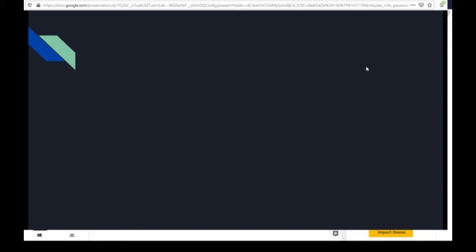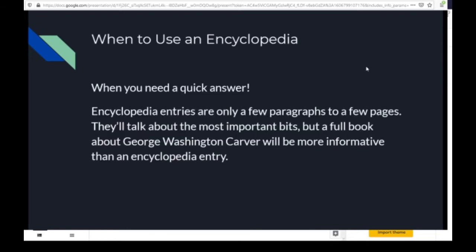All right, so we've talked about what an encyclopedia is, an alphabetical list of subjects and information about the topic, and then when to use one: when you need a starting point or when you need a quick answer.